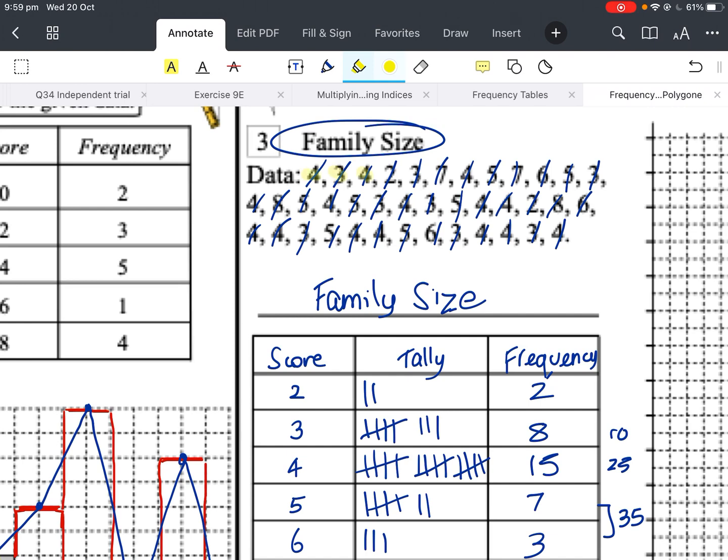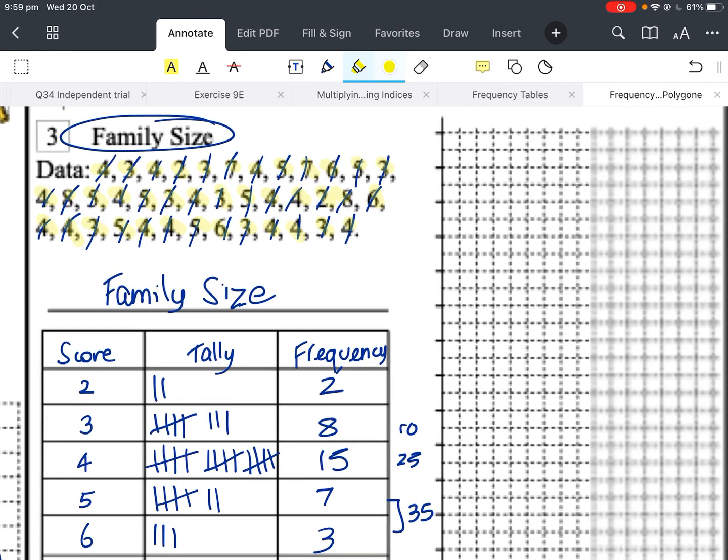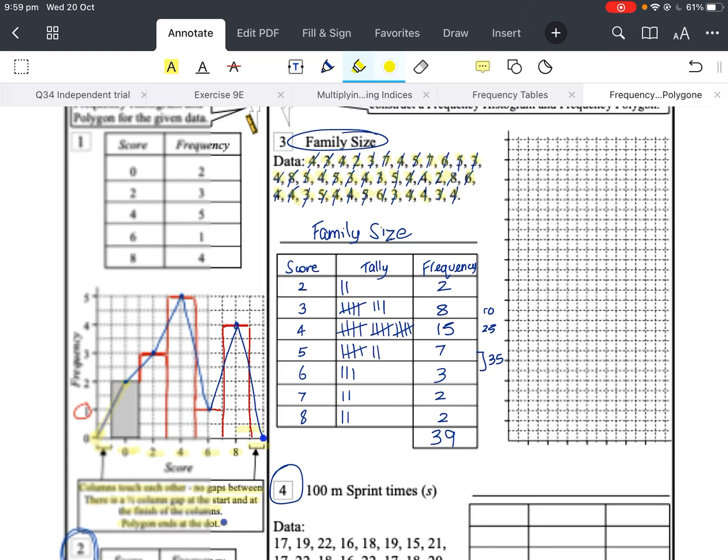So 1, 2, 3, 4, 5, 6, 7, 8, 9, 10, up to 39. Beautiful. Didn't miss any. Okay, so here we go.